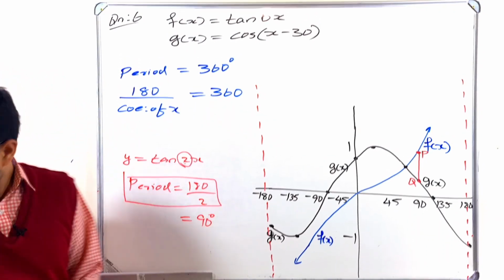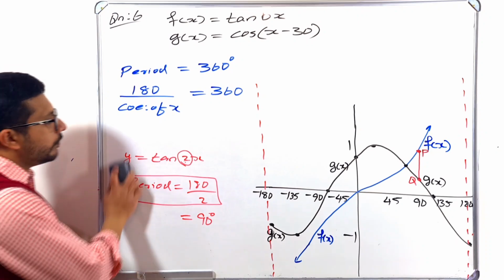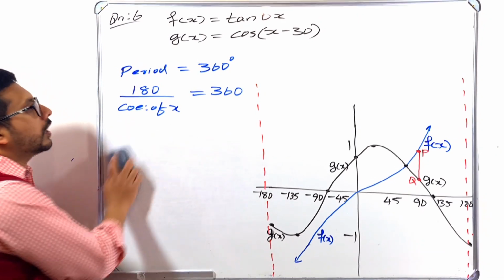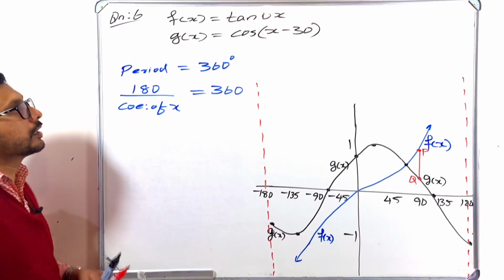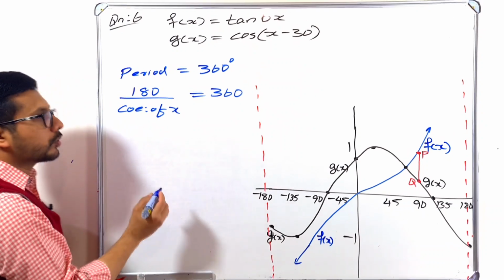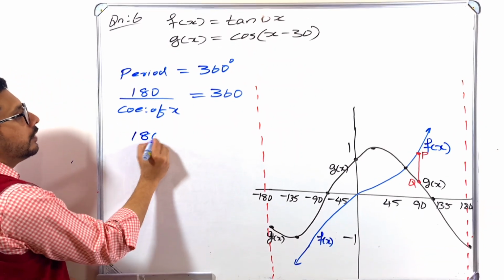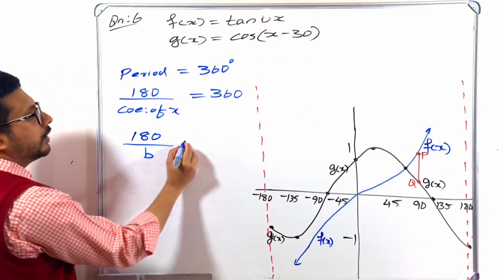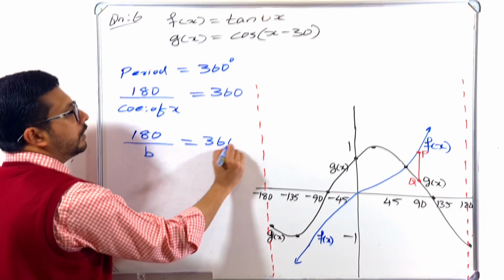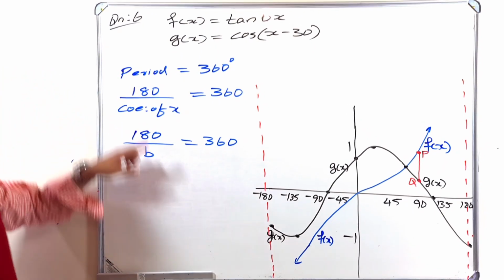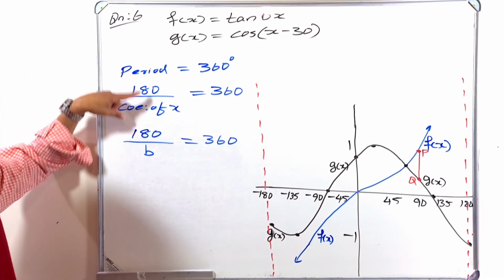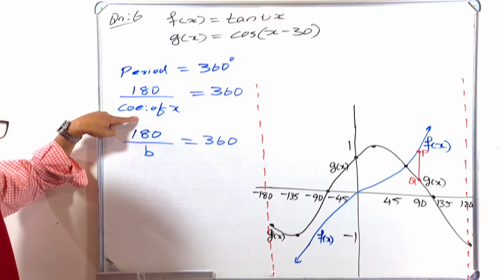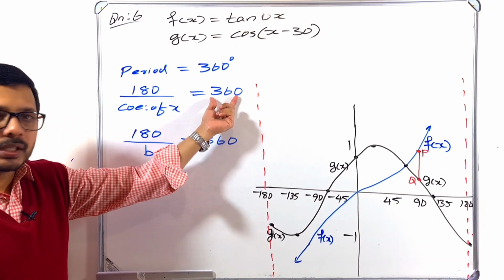You understand? Okay, so here, what is the coefficient of x in f of x? That is b. Okay, so 180 divided by b is equal to 360 degrees. So this is the formula to find the period of a tan graph: 180 divided by the coefficient of x. How do you get this 360?